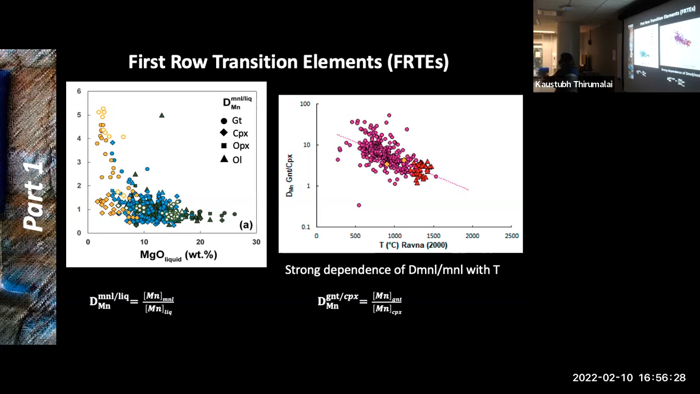So that's the first thing. I haven't shown that yet. The second thing is, is there a temperature dependence of the mineral-mineral partition coefficients? We know that there is one for mineral-melt partition coefficients. Do we have one for mineral-mineral partition coefficients? This is what we got, for example, for garnet-clinopyroxene, as a function of one particular thermometer.